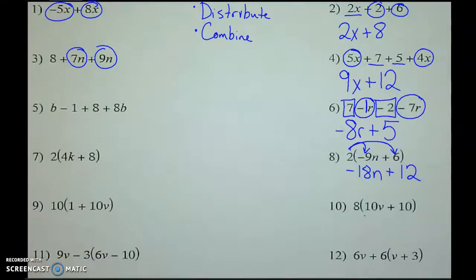Now, second part. Do I have to combine like terms? No, I can't combine an n and then a constant. Those have to stay separate.